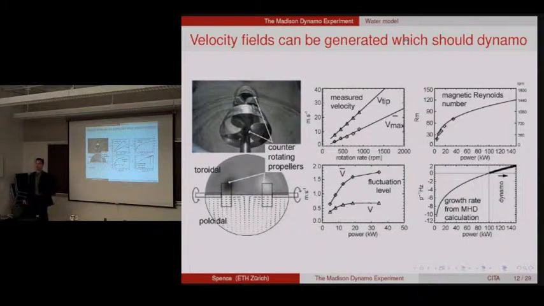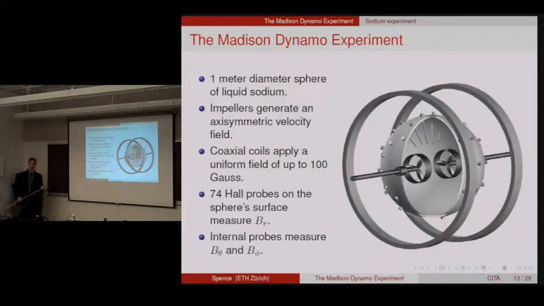So this was encouraging as an experimentalist when the development of your experiment comes along nicely and you say, oh, okay, this is no problem. We can build this. This will be great. And so we did, which brings us to the Madison Dynamo experiment in Madison, Wisconsin. 1 meter diameter sphere of liquid sodium. The impellers you see here generate an axisymmetric velocity field not unlike the Dudley and James velocity field that we saw earlier. And we can apply magnetic fields to the experiment using a pair of external field coils for examining different types of phenomena related to the magnetic field.